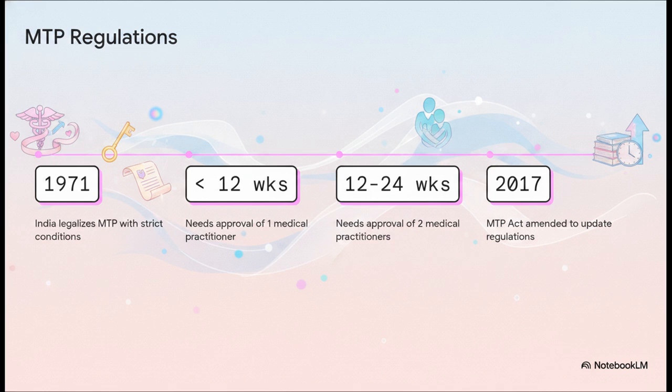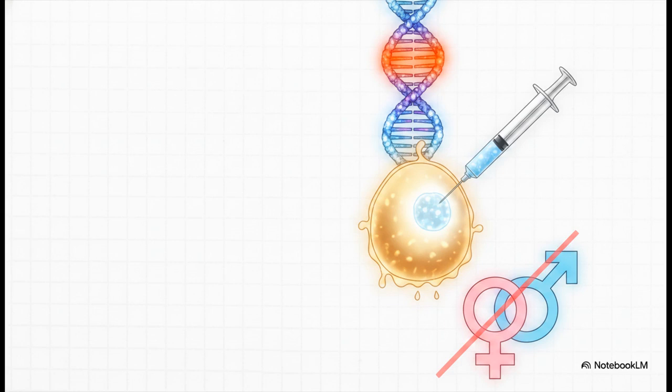This is generally only approved in cases where the pregnancy poses a grave risk to the physical or mental health of the mother, or if there are serious fetal abnormalities. Speaking of fetal abnormalities, let's look at a diagnostic technique called amniocentesis. Doctors carefully extract a small amount of amniotic fluid, which contains fetal cells, to analyze the chromosomes. It's an incredibly powerful medical tool to detect severe genetic disorders like Down syndrome or sickle cell anemia.